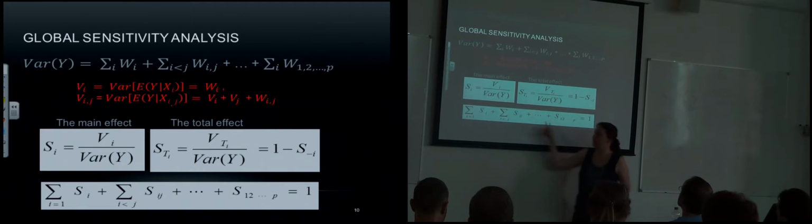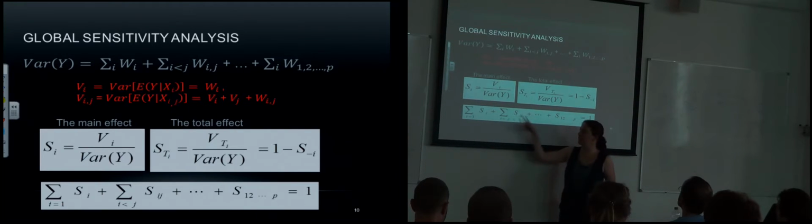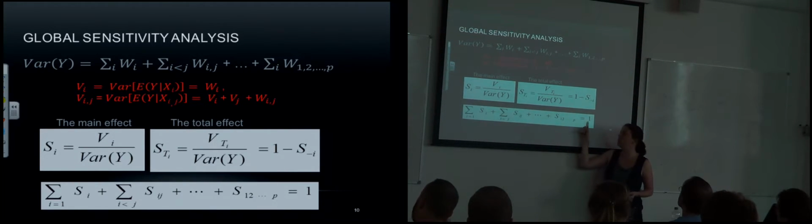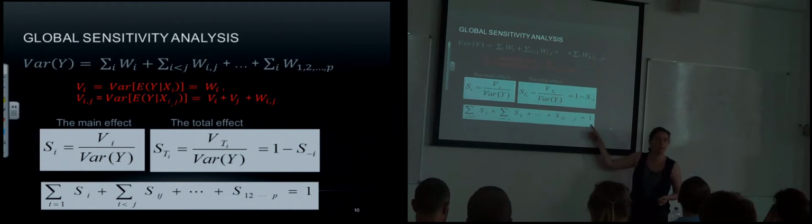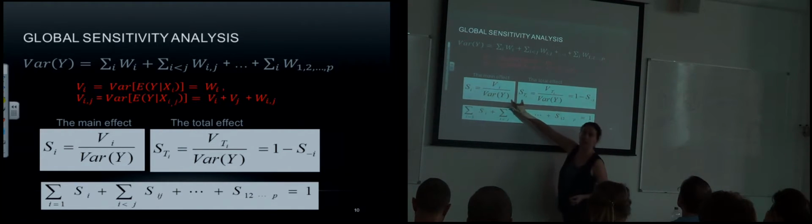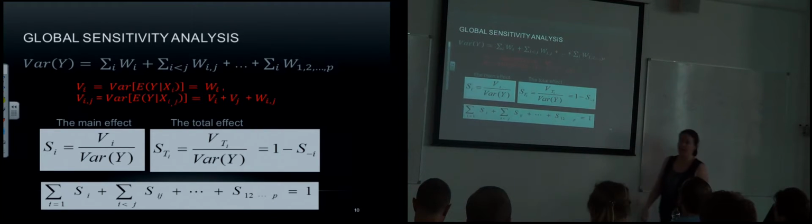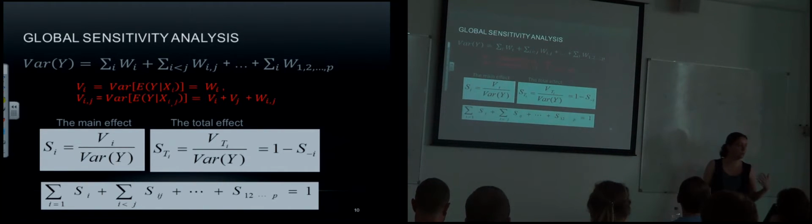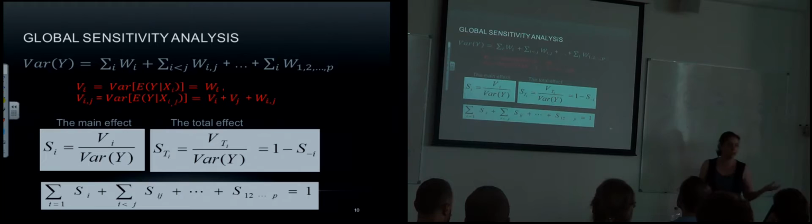And altogether, these indices will add up to 1, right? And this is important as well, because this is how you can see whether there are interactions by only using these two measures. Okay, if all your main effects are adding up to 1, then there are no interactions. Okay, so the different parameters are not interacting with each other.